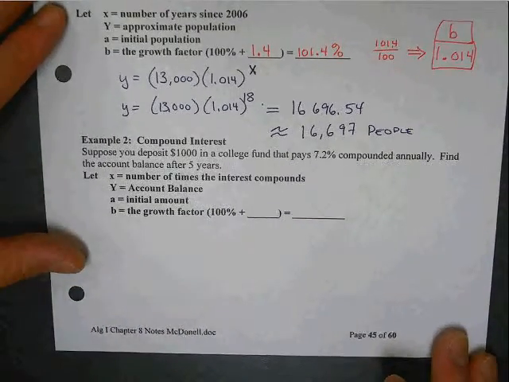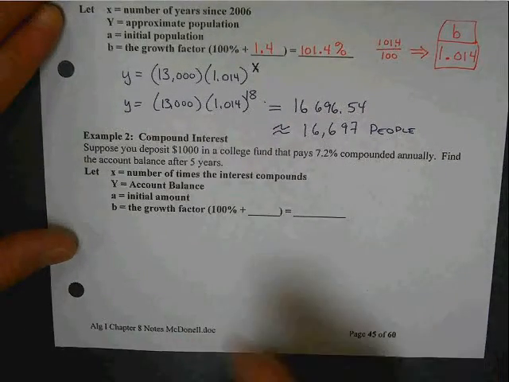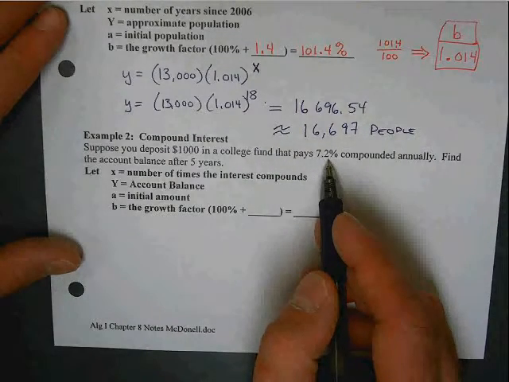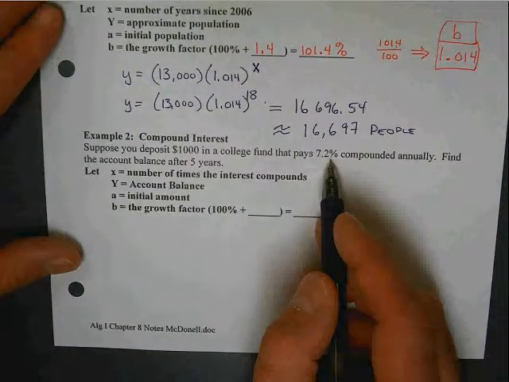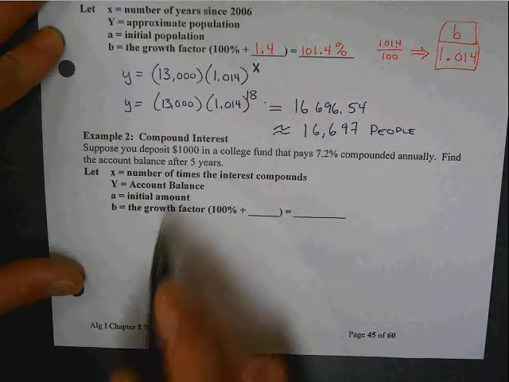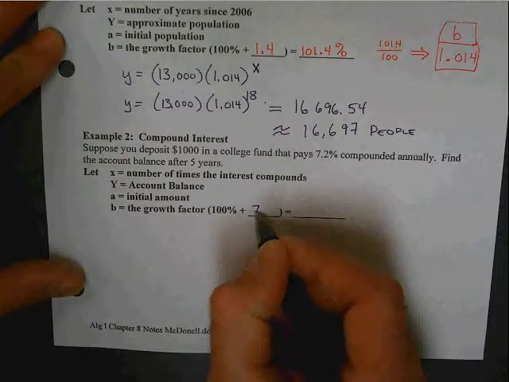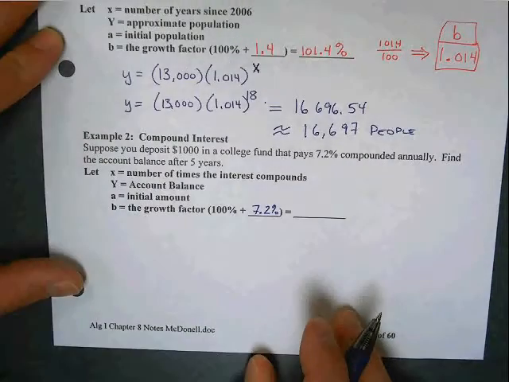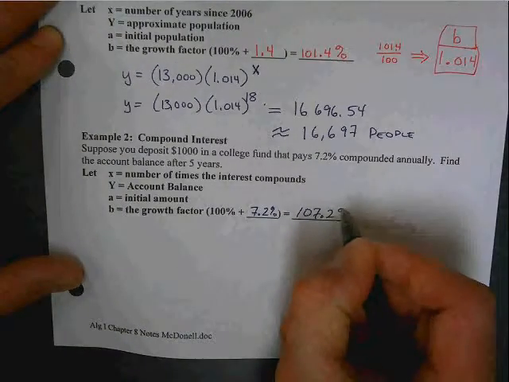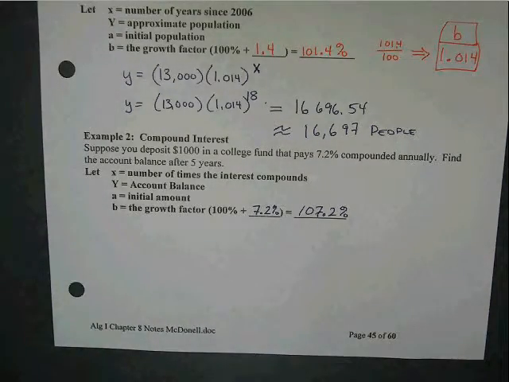Are any of you starting to save for college, or your parents saving for college? Okay, very wise decisions. All right, here we're depositing $1,000 in a college fund that pays 7.2% interest. Is that a good percentage? In today's world, that would be awesome. We're supposed to find the account balance after 5 years. This is just like growth. So we're going to put 7.2% in our blank. So that's 107.2%. Now, is that my B? Okay, what is my B?